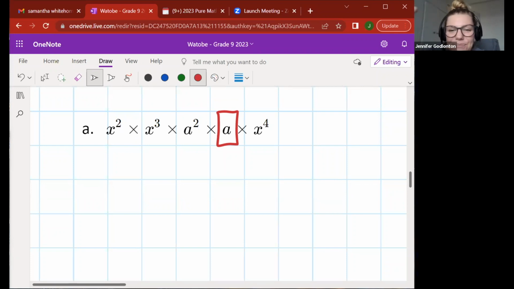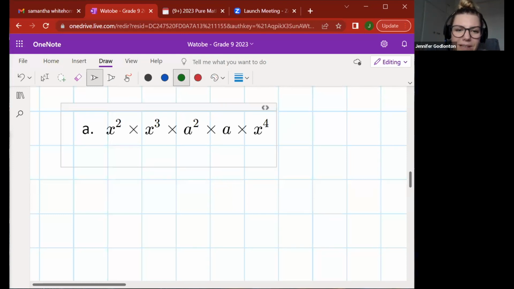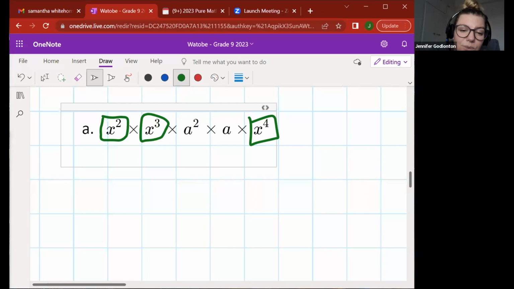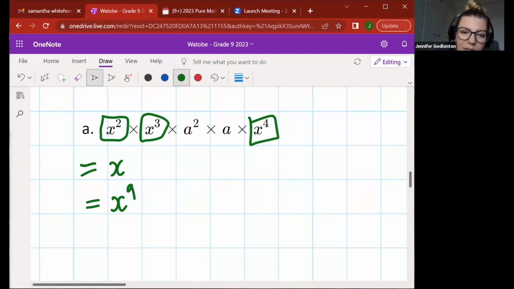Okay, let's have a look. Signs, numbers, variables. Our signs, everything is positive. Numbers, we have no numbers. There are no constants. Then we look at variables. So we look at each variable at a time. We're going to look at our x's first. All of those have the same base. If the bases are the same, then we are allowed to add the exponents. So we have x to the power of 2, and then x to the power of 3 and x to the power of 4. So we're going to say 2 plus 3, which is 5, 5 plus 4, which is 9. So we're going to have x to the power of 9. The way we got that was we said 2 plus 3 plus 4.